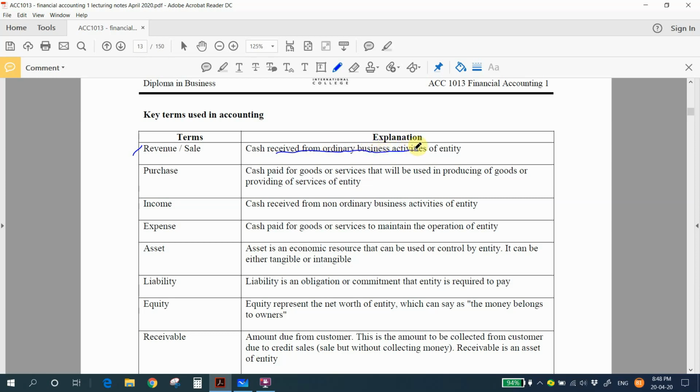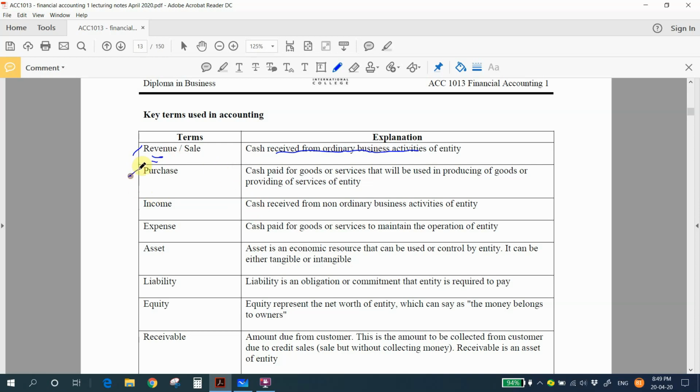For example, let's say you have a stationery shop. You sell stationery, you sell books. This is your revenue. For example, Crescendo. Crescendo is an educational institution, so we provide lessons, we provide classes to students. So when we collect the tuition fee from you, this is the revenue for the college.